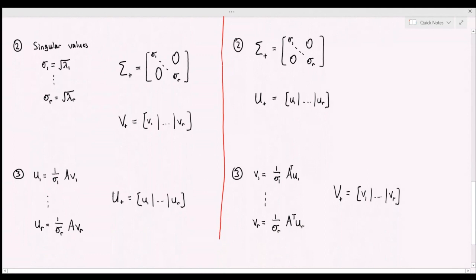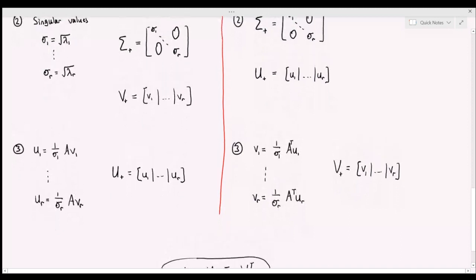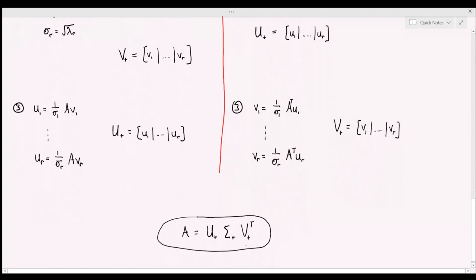Now finally, to get the matrix U plus, what you'll want to do is use these formulas. So u1 is 1 over sigma 1 times A v1, u2 would be 1 over sigma 2 times A v2, and so forth. So doing that, you'll calculate these vectors, u1 through ur, and then just put those into a matrix as columns, and that will give you the matrix U plus. Okay. So then with sigma plus, V plus, and U plus, you'll get the reduced SVD of A, all right?